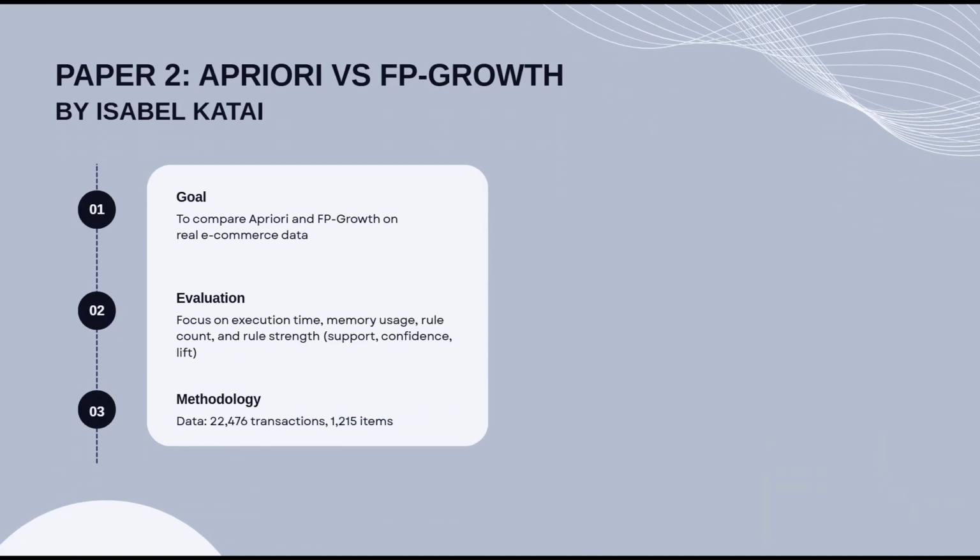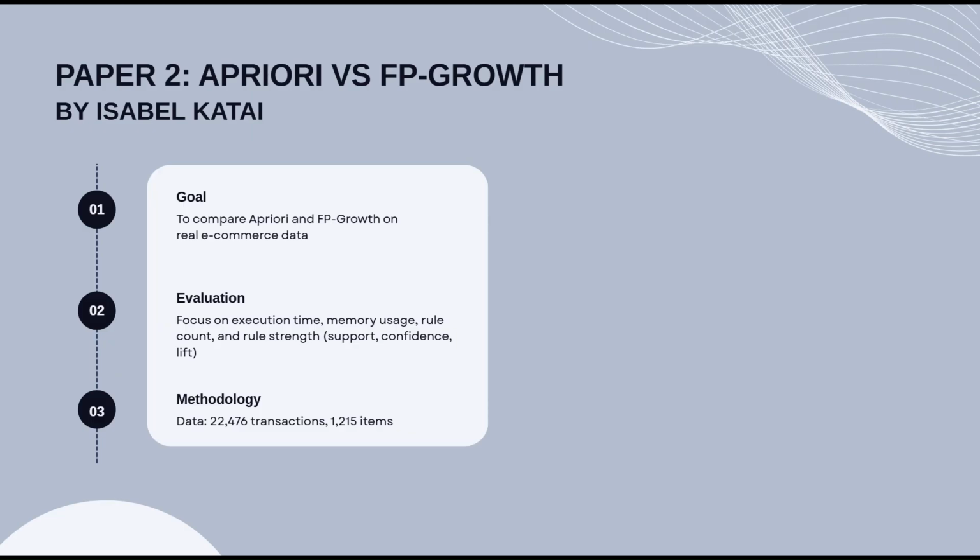So the second paper I chose is titled Efficient Discovery of Association Rules in E-commerce: Comparing Candidate Generation and Pattern Growth Techniques by Hunyadi, Constantinescu, and others. This article compares two major association rule mining algorithms, a priori and FP growth. These algorithms are widely used in e-commerce to find purchasing patterns.